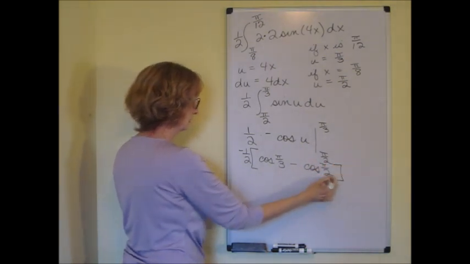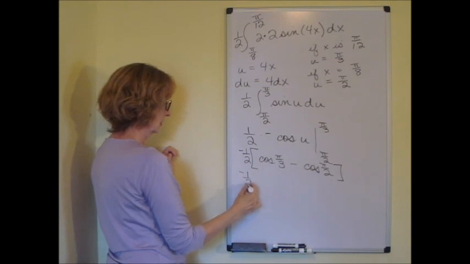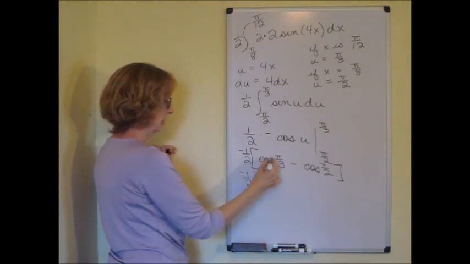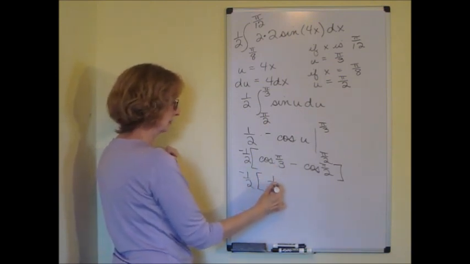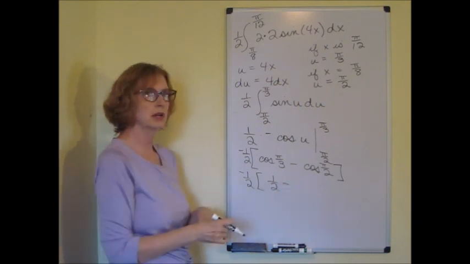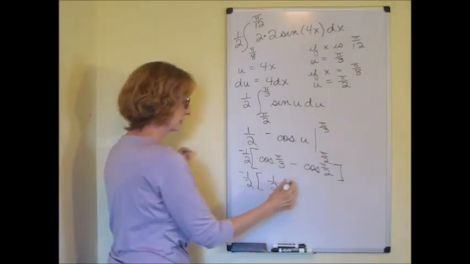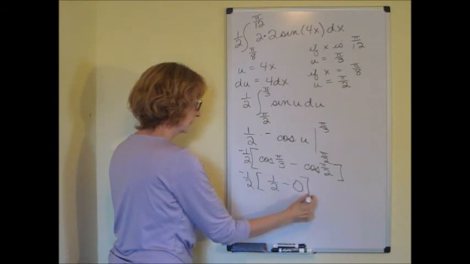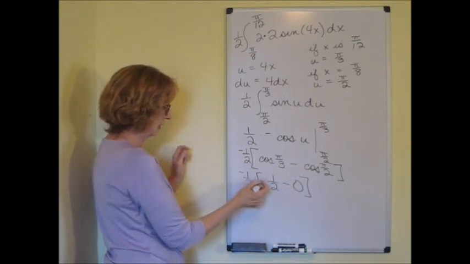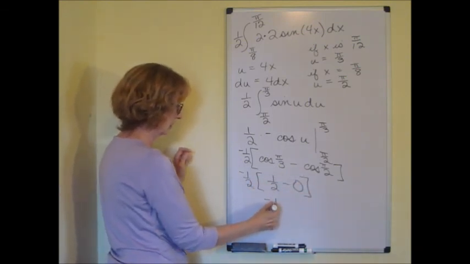Let's see what we have. Let's see, the cosine of pi over 3 is 1/2 minus the cosine of pi over 2 is just a 0, all right? So really I have a negative 1/2 times 1/2, that's negative 1/4.